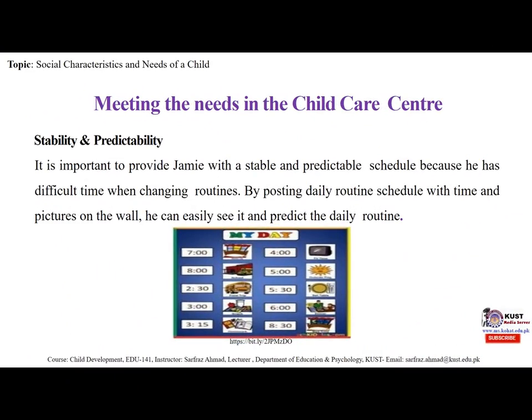Then stability and predictability. It is important to provide Jamie with a stable and predictable schedule because he has a difficult time with changing routines. By posting daily routine schedules with times and pictures on the wall, he can easily see it and predict the daily routine.